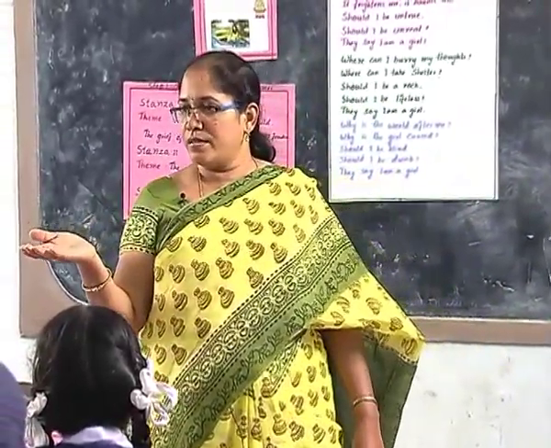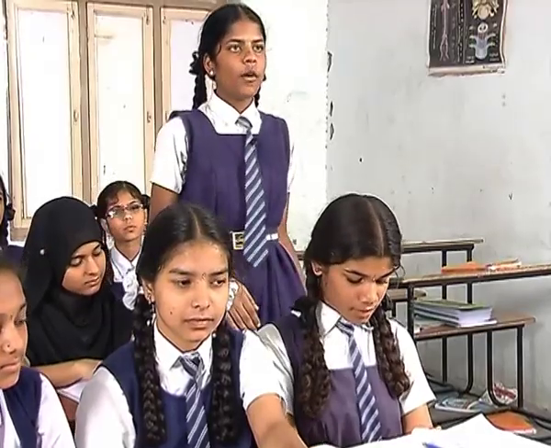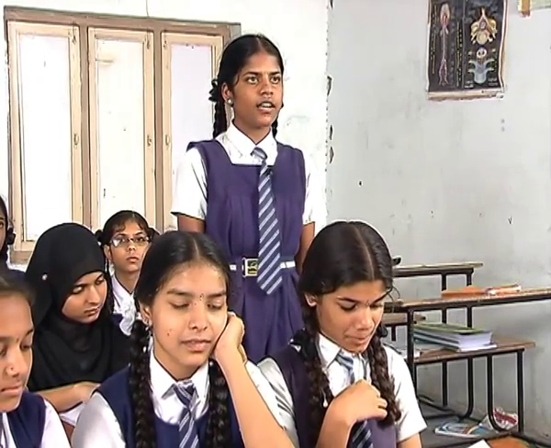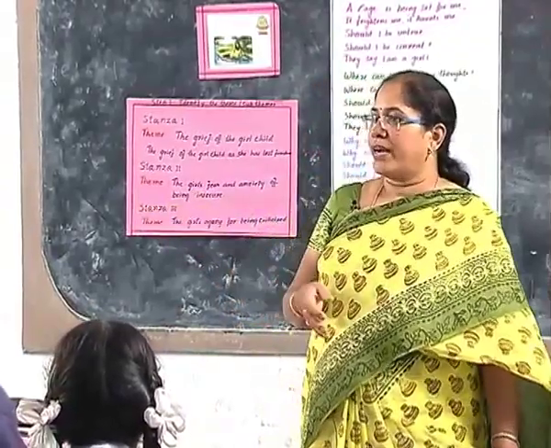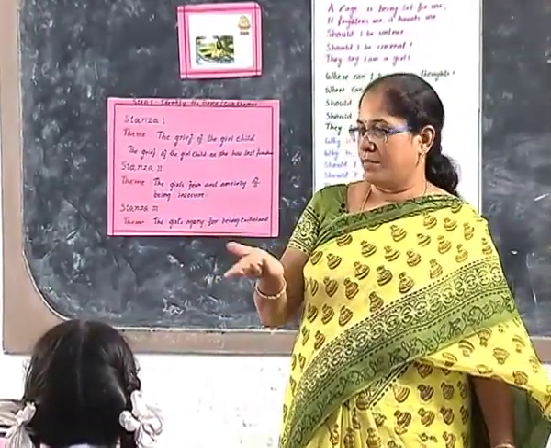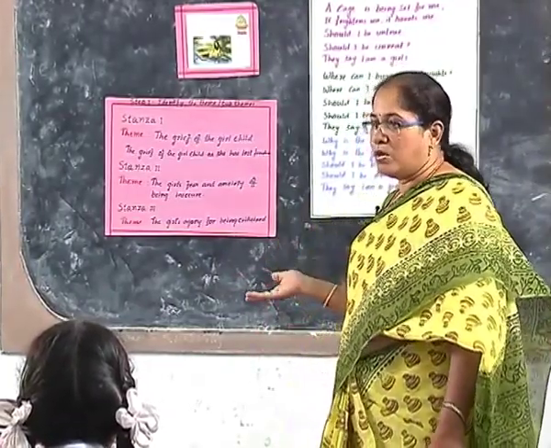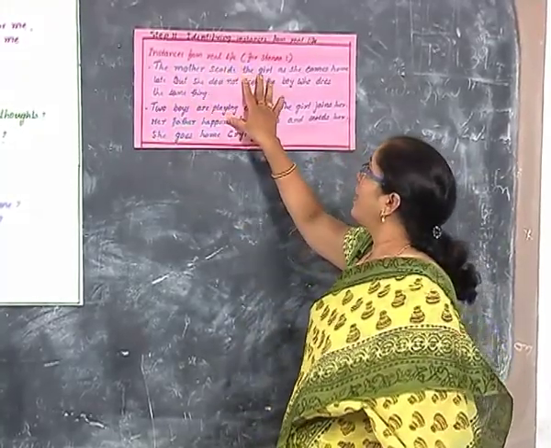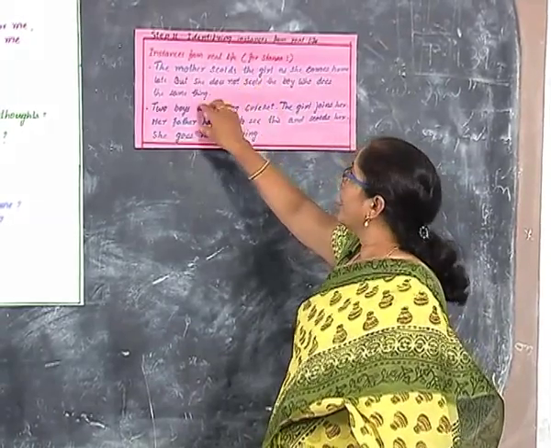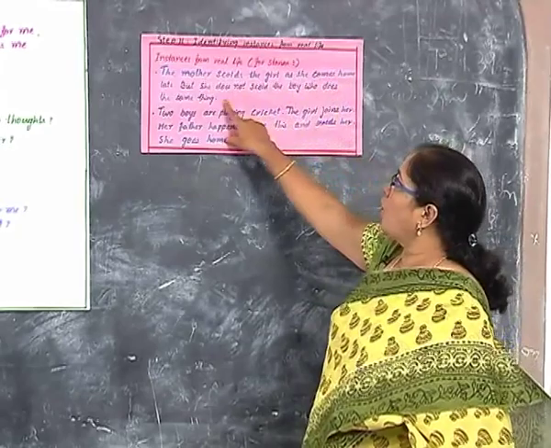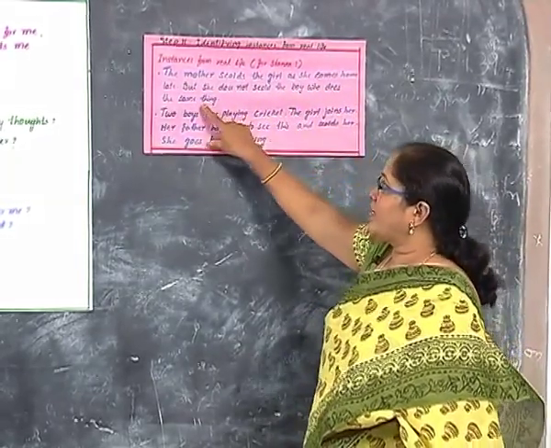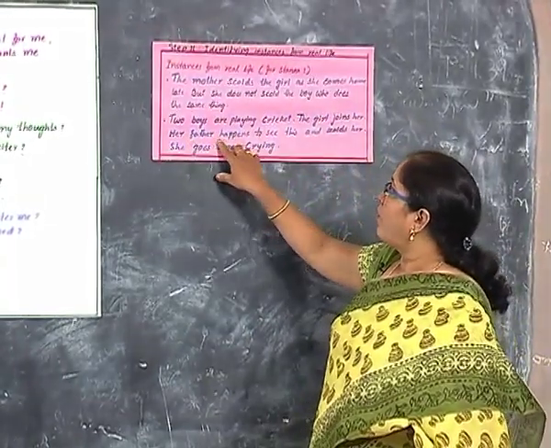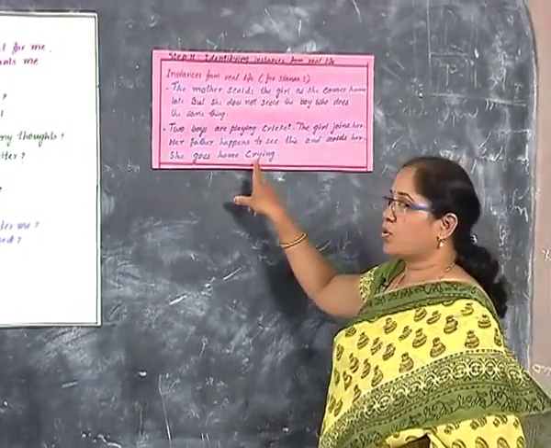Any other incidents? Yes. Two boys are playing cricket. The girl joins them. Her father happens to see this and scolds her. When the boys are playing cricket in the ground, if a girl wants to join them, generally parents don't allow the girl. Okay. So we have identified two instances from real life where the girl feels insecure. The mother scolds the girl as she comes home late, but she does not scold the boy who does the same thing. And when two boys are playing cricket and the girl joins them, her father happens to see this and scolds her. She goes home crying.